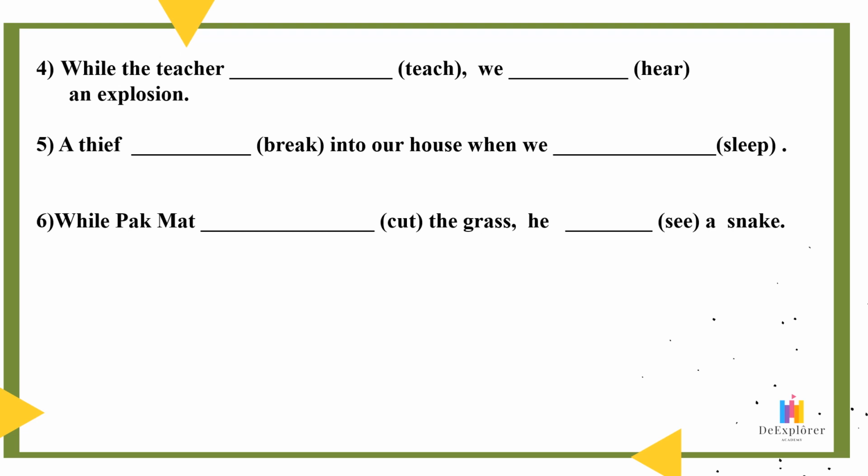Past tense for the word see. What is the past tense for see? Was were cutting. C-U-T-T-I-N-G. Double T.